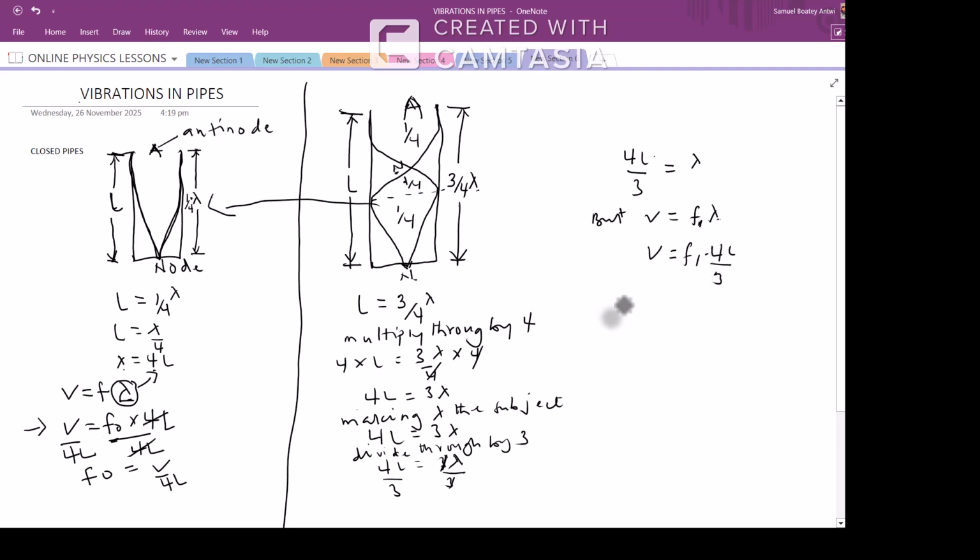So putting this equation in its right format, we can multiply this side by 3, this side by 3. This goes away. So we have 3V equals F1 multiplying 4L. But we are looking for the first overtone, which is F1. So we can divide through by 4L so that our F1 stands alone.